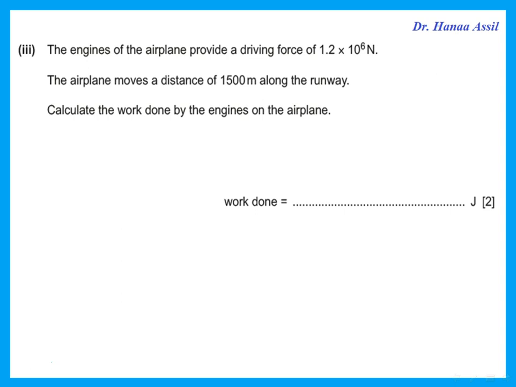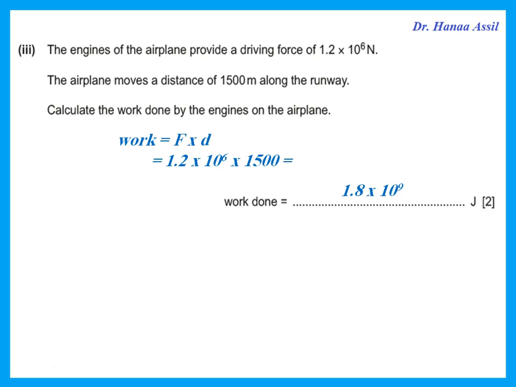The engines of the airplane provide a driving force of 1.2 times 10 to the 6 Newton. The airplane moves a distance of 1,500 meters along the runway. Calculate the work done by the engines. So, how do we calculate work? Work is force times distance. He already gives me the force and he gives me the distance. We just multiply them to get the work in joules.